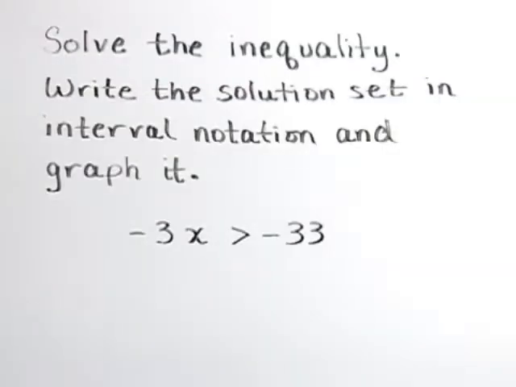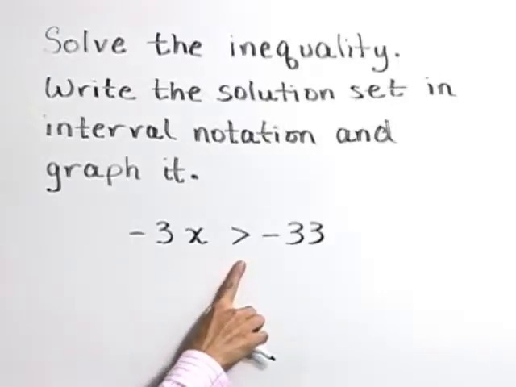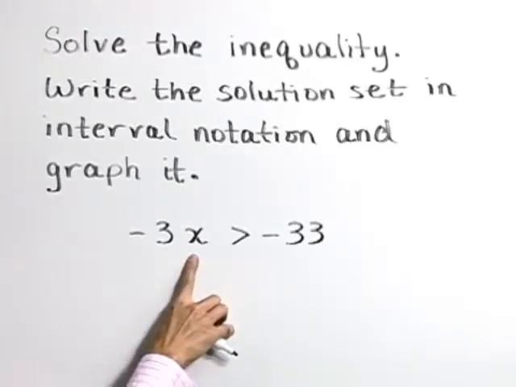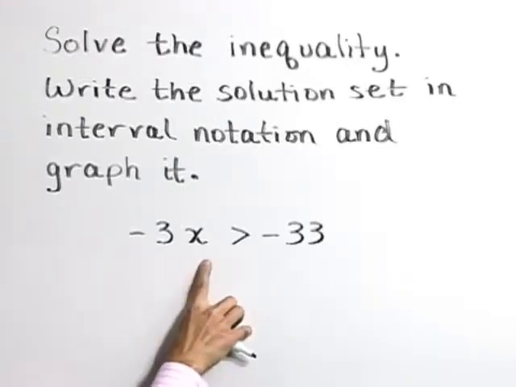Solve the inequality. Write the solution set in interval notation and graph it. Negative 3x is greater than negative 33. To solve this inequality, we want to isolate x on one side by itself.